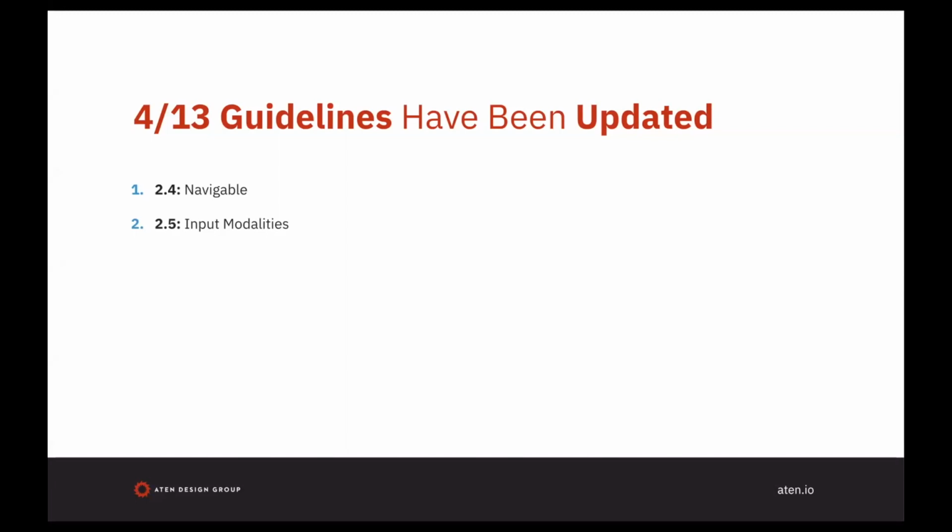2 guidelines fall under the understandable principle, meaning that information and the operation of the user interface must be understandable to all users. And these are under the predictable and input assistance guideline.